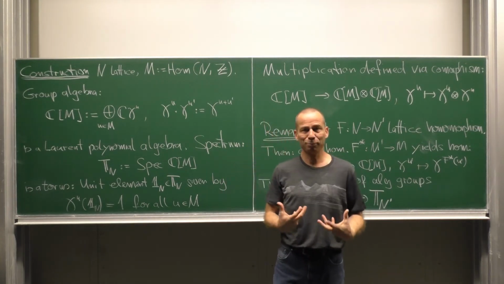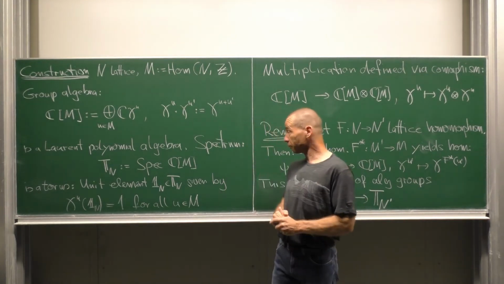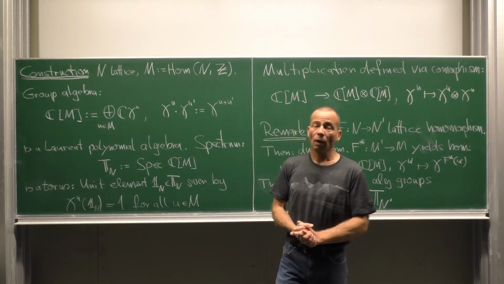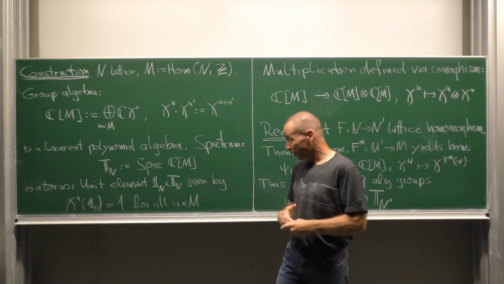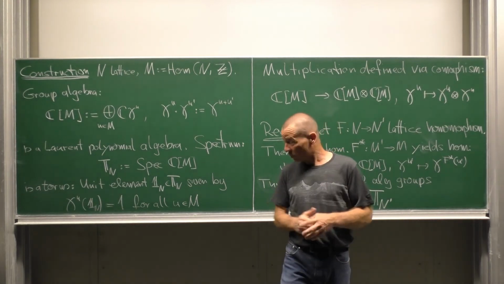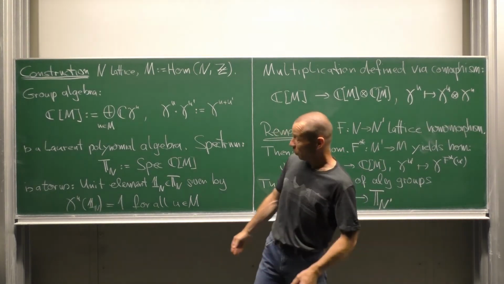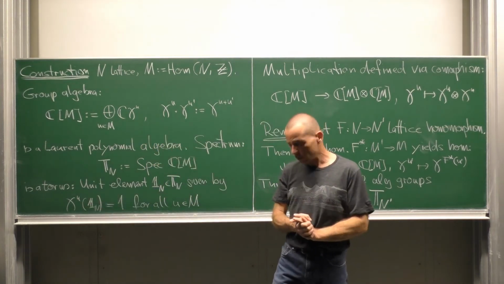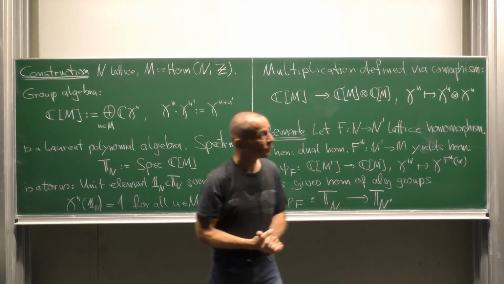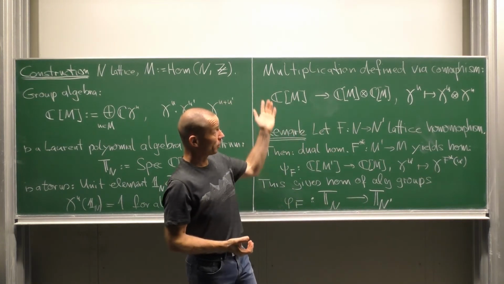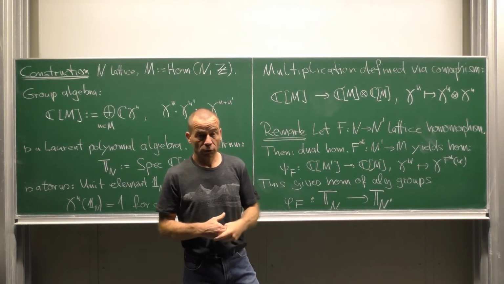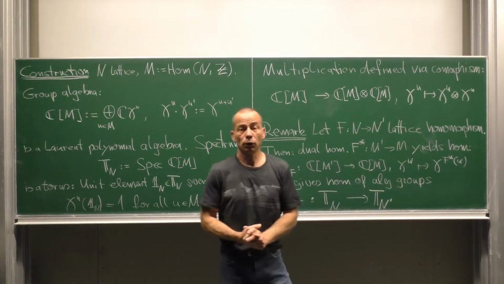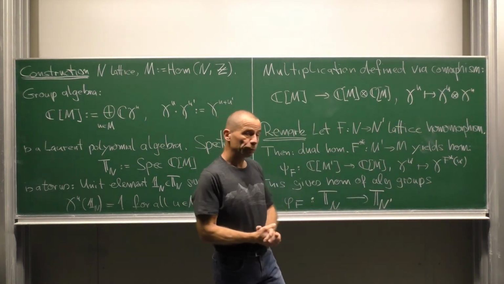So we know what happens if we pass to the spectrum. The spectrum T_N is a torus. Its unit element is characterized by the property that all these chi^u evaluate to 1 on this element. Moreover, the multiplication is defined via its comorphism, sending a chi^u to chi^u tensor chi^u.